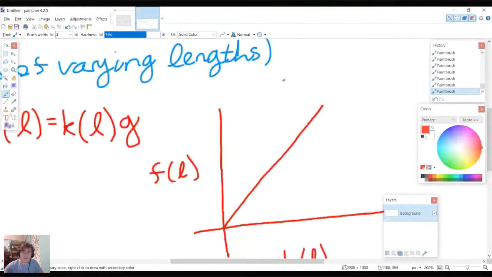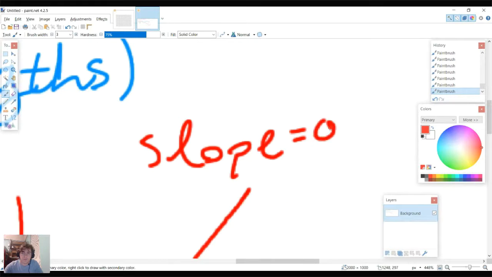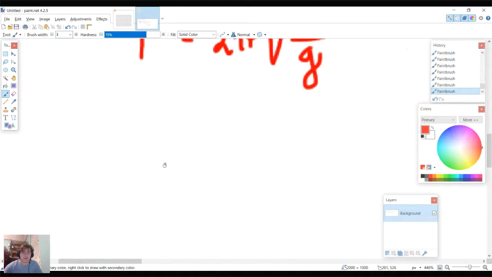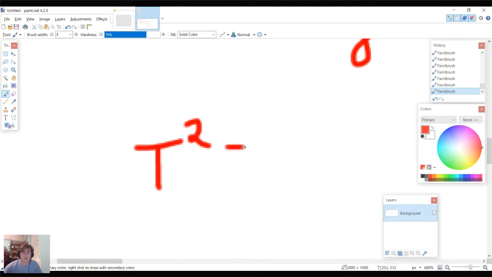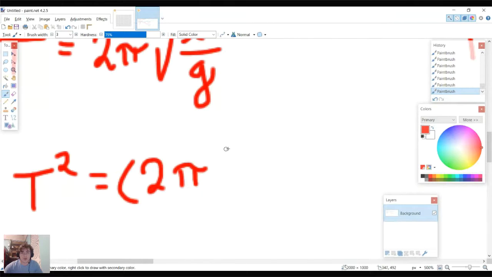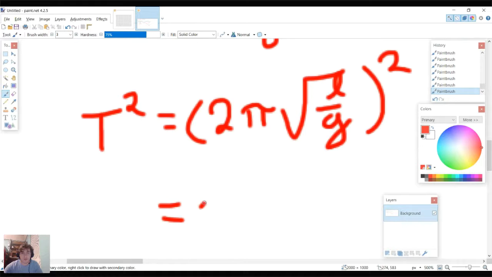So the slope is equal to g. We want to find something that has g with no power on it, no square root, nothing, just g to the good old first power. The way we do that is we're going to square both sides of the equation. We get T squared is equal to 2 pi root L over g, squared. You can distribute this square and you get 4 pi squared L over g.